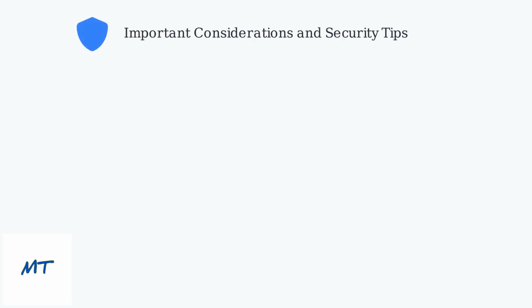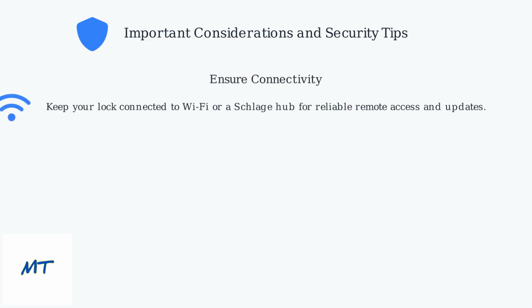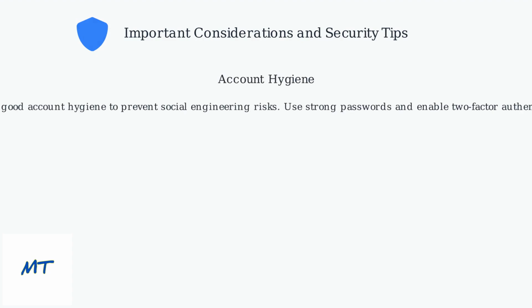Here are some important considerations and security tips for using the Schlage Home App effectively and safely. First, ensure your lock is connected to Wi-Fi or a Schlage hub. This maintains reliable remote access and allows for automatic updates. Be mindful of account hygiene to prevent social engineering risks. Attackers exploit human vulnerabilities like trust and fear, so use strong passwords and enable two-factor authentication.